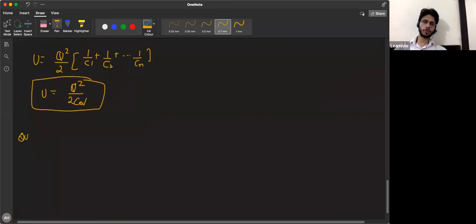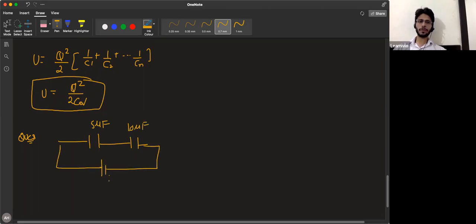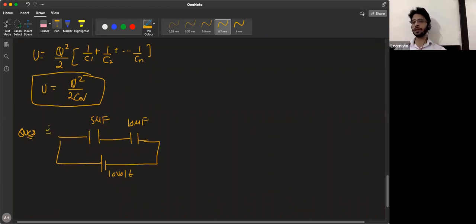Okay, so let's do the first numerical. Very straightforward. We will take two capacitors: one capacitor of 5 microfarad, another capacitor of 10 microfarad, and I connected them in series with a cell of 10 volt. This is a very simple circuit, but all complex circuits will have different combinations of this circuit. In a complex circuit, you can have like 5 combinations of 2 capacitors.